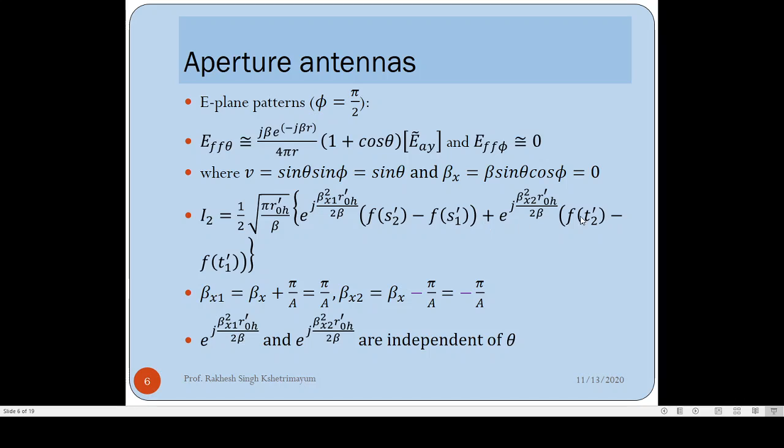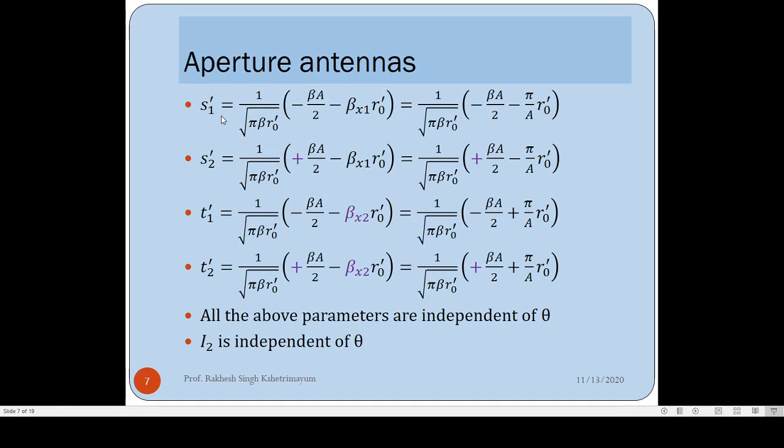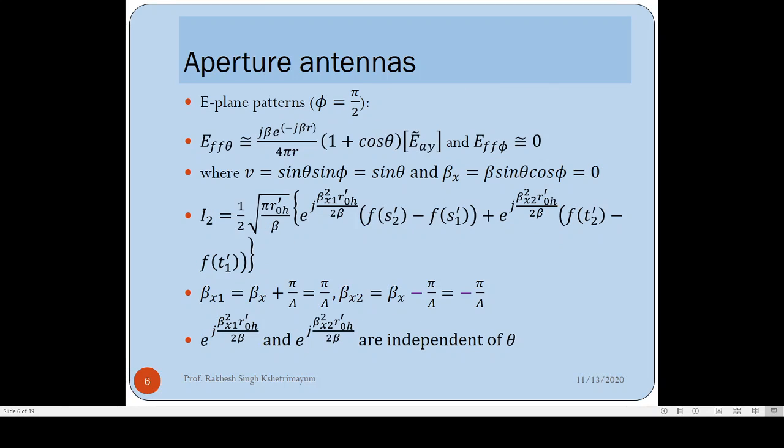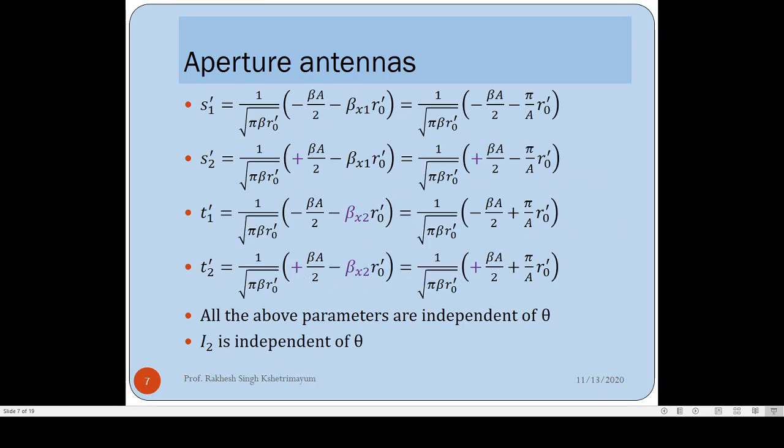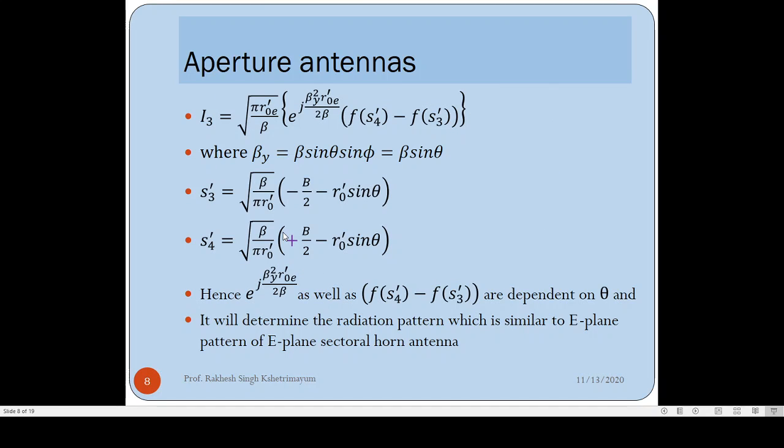Let us see whether these terms are dependent on theta. S1 dash was defined like this, and S2 dash is also defined like this. T1 dash and T2 dash are defined respectively. Now here beta x1 becomes simply pi by a, and beta x2 becomes minus pi by a, so minus minus plus here, minus minus plus here. So S1 dash, S2 dash, T1 dash, T2 dash are independent of theta. In that case, the expression for I2 will be totally independent of theta. So it will not contribute to the normalized radiation pattern of the pyramidal horn antenna. Only the amplitude contribution will be there, but there is no variation with respect to theta, because these terms are independent of theta. Let us look at I3.